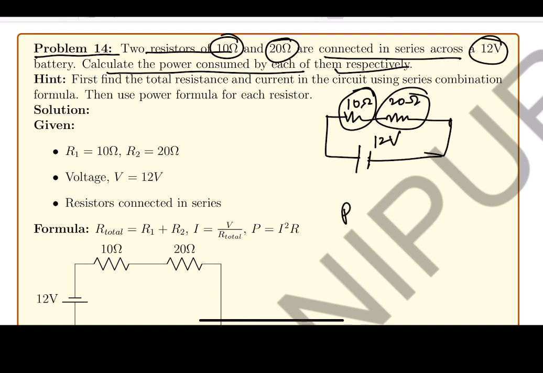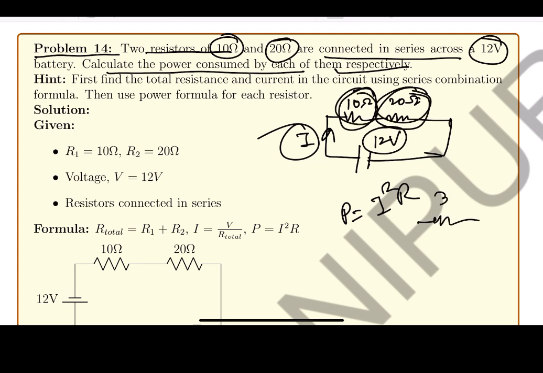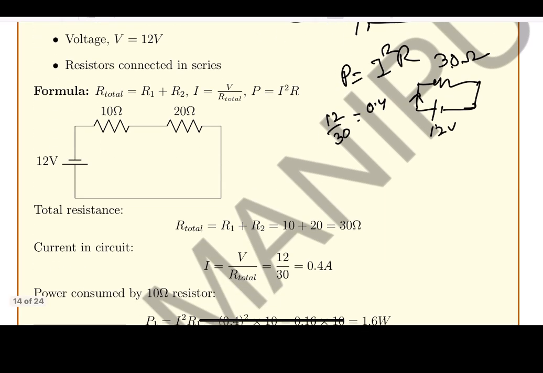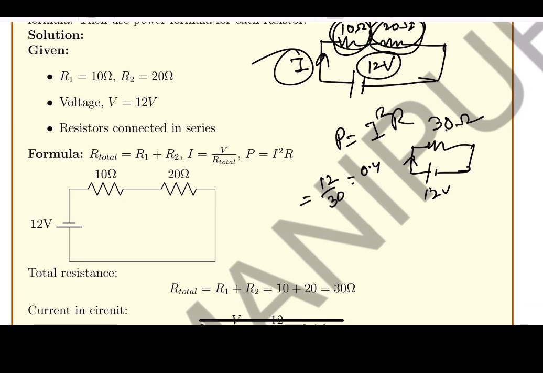But for power, I can use the formula I square R, right? So first let me find out I. How to find I? Resistance is given. So 10 plus 20 is 30 ohm connected across 12 volt. If I divide 12 divided by 30, it will be 0.4. So 0.4, this is my current.